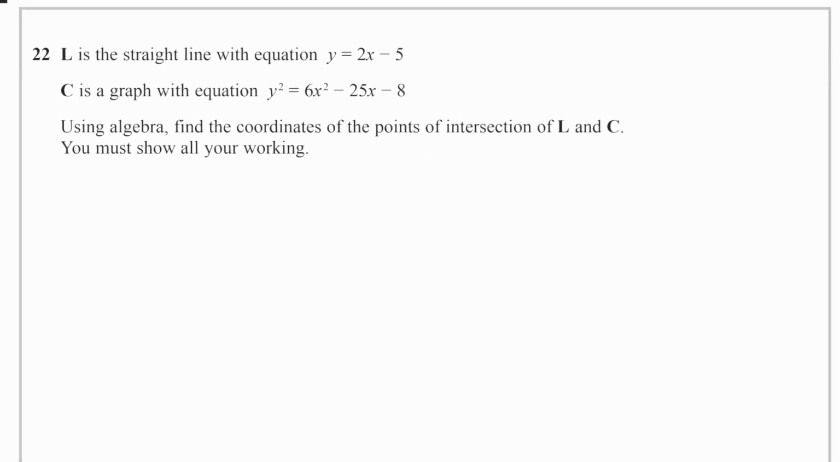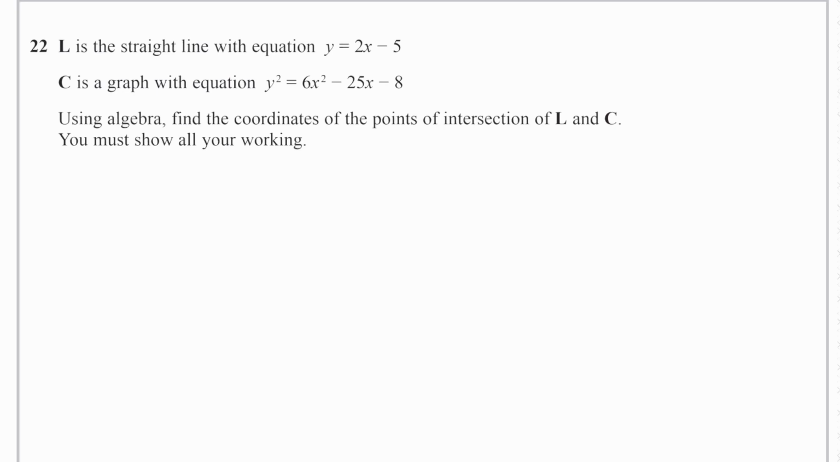Okay, question 22, which is the final question in this paper. L is a straight line with the equation y equals 2x minus 5. C is a graph with the equation y squared equals 6x squared minus 25x minus 8. Using algebra, find the coordinates of the points of intersection of L and C. You must show all your working.